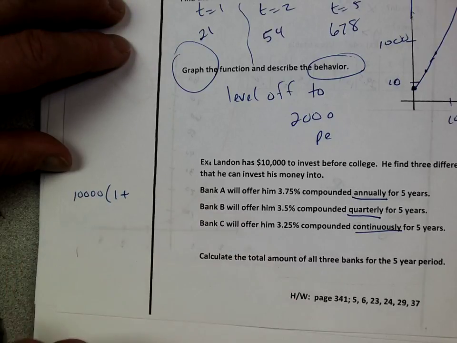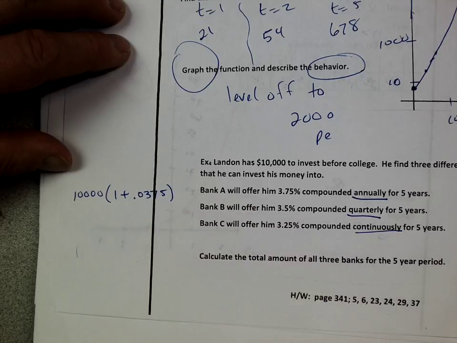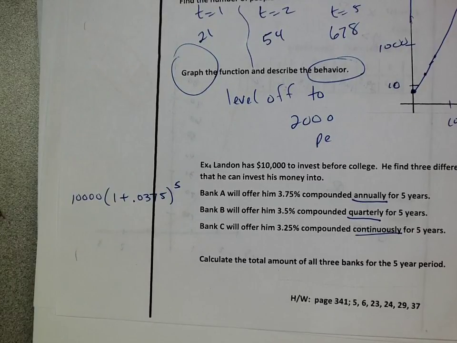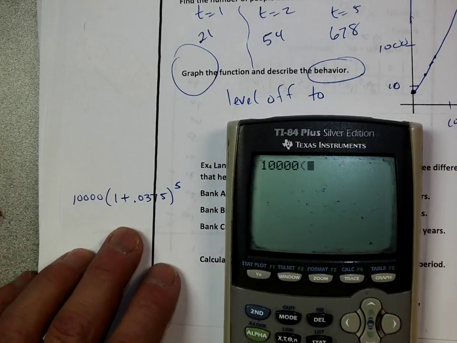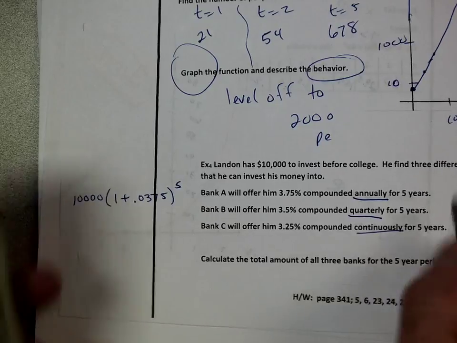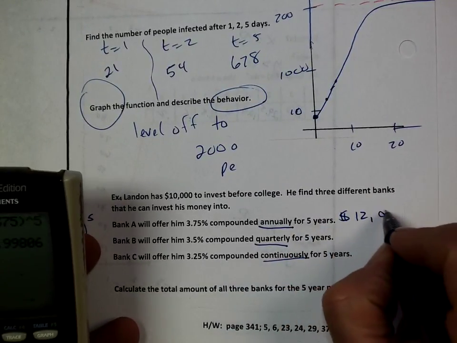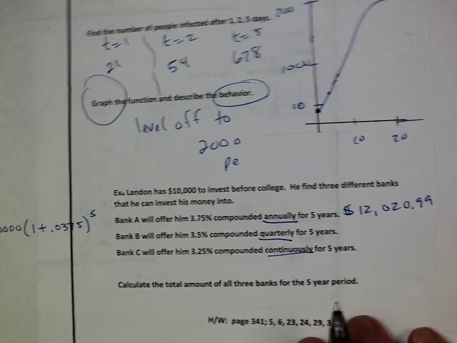1 plus 0.0375 to the 5 power. Compounded annually, okay? There's no n involved in this. In fact, we saw this formula yesterday. Okay, so we'll go 10,000 times 1 plus 0.0375 to the power of 5. So Landon, let's see, he's got about $12,020 and about 99 cents. They might round that up to $1. You never know how the bank is, right?